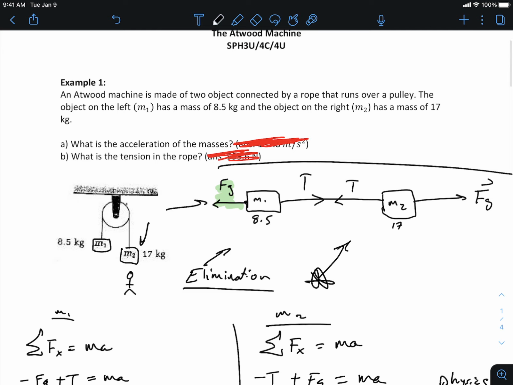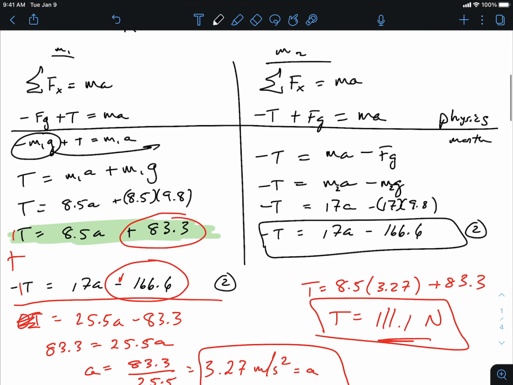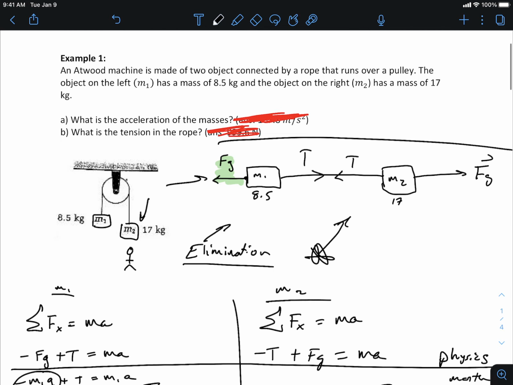Okay, so acceleration there should be whatever it is we just solved for, 3.23, 3.27. And 111.1 newtons. Okay? That's why.